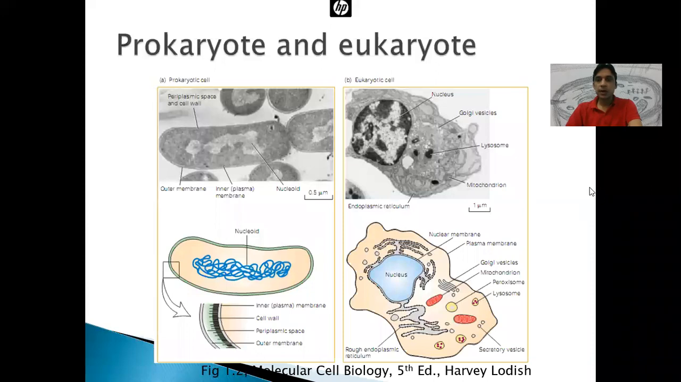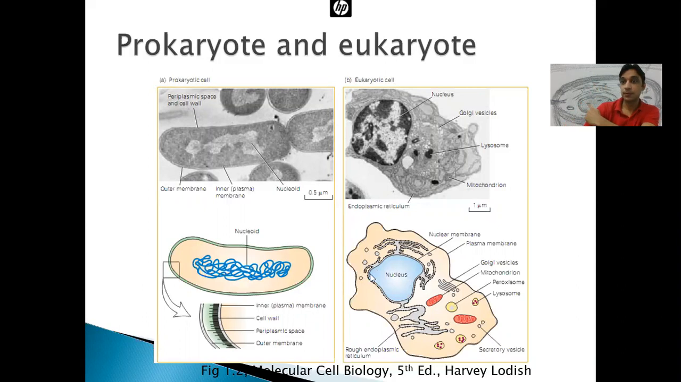So this slide explains the comparison between prokaryotic cells and eukaryotic cells. Prokaryotic cells do not have any well-defined nucleus. The genetic material is dispersed within the cytoplasm, while in eukaryotic cells, the genetic material, meaning nucleic acid or DNA, is enclosed within this compartment and is called the nucleus, like this one.